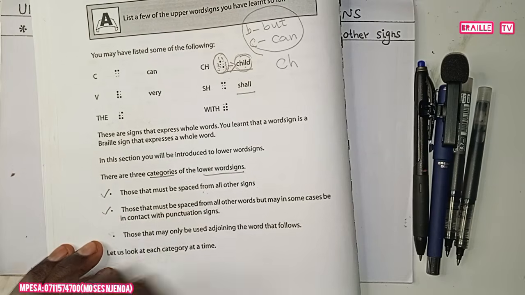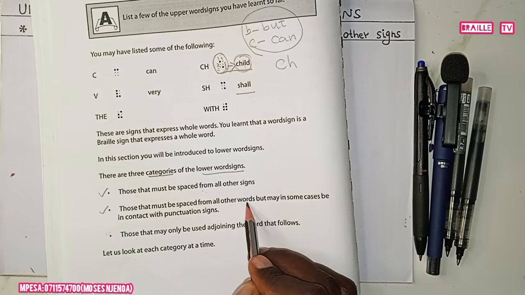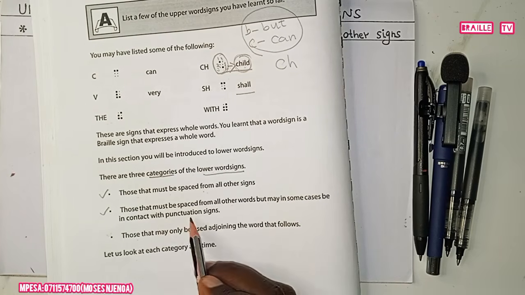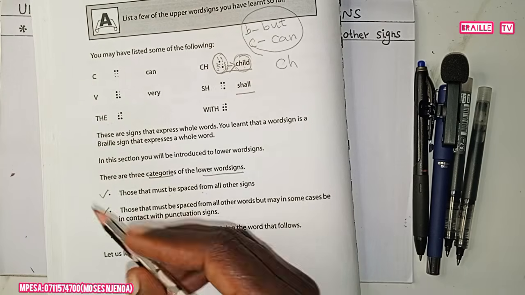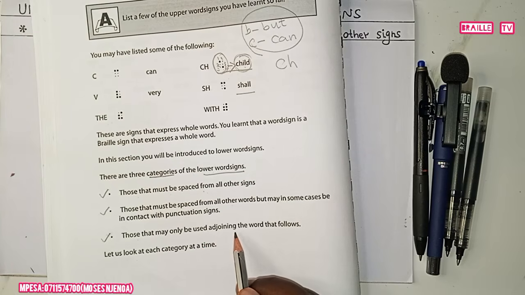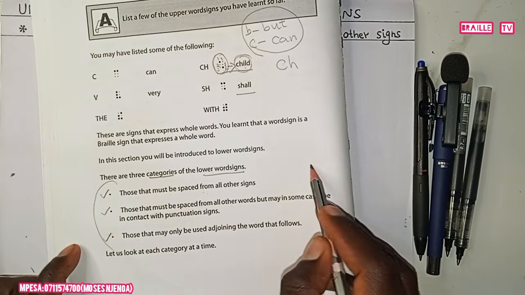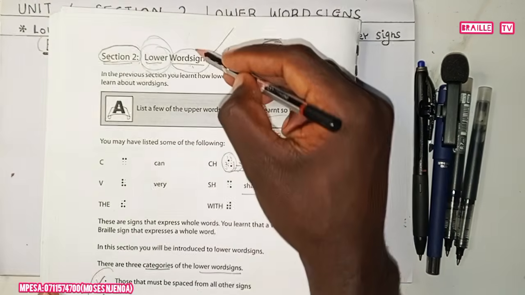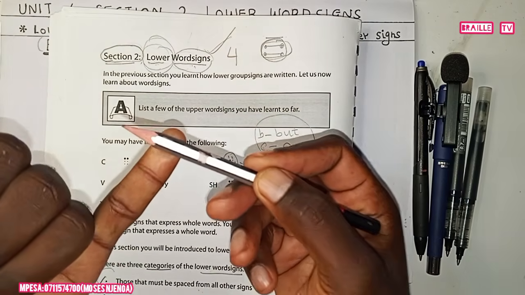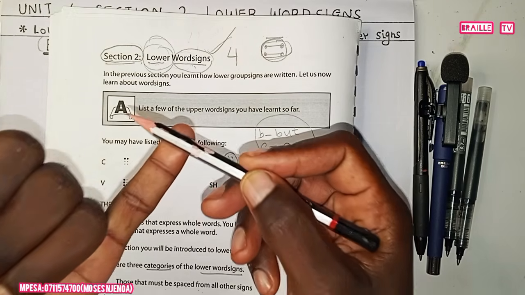Then the second category that we look at later is those that must be spaced from all other words, but may in some cases be in contact with the punctuation signs. And then later we are going to look at those that may only be used adjoining the word that follows. So we have 3 categories, whereby the first category, we are going to look at lower word signs that must be spaced from all other signs, including the punctuation marks.